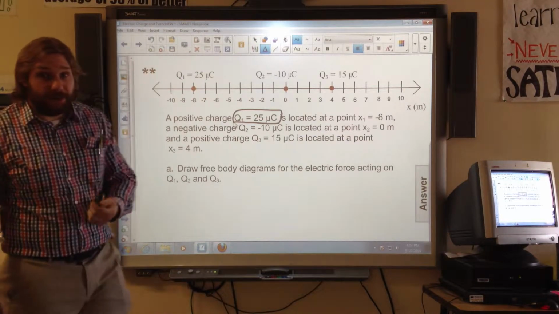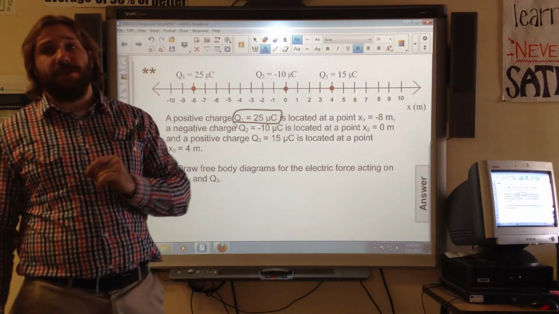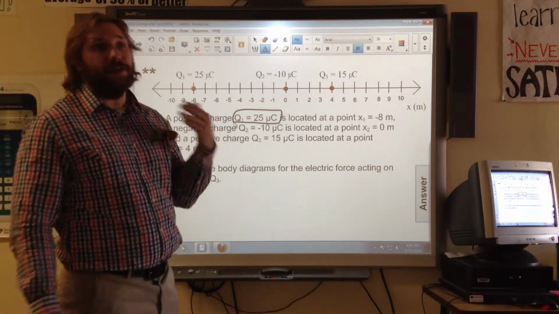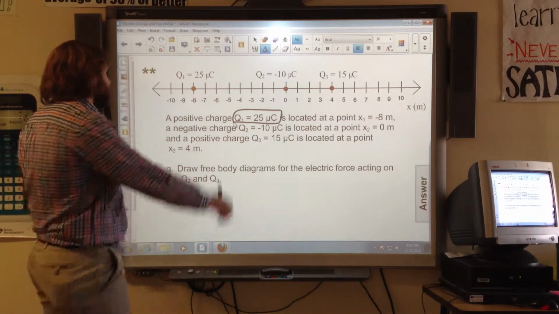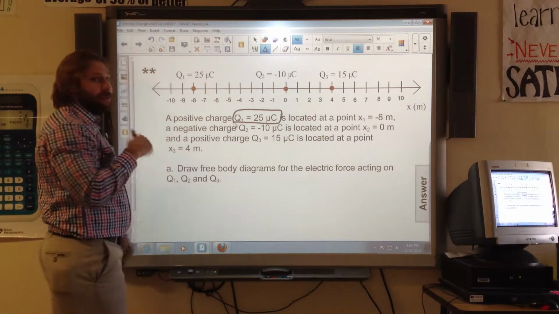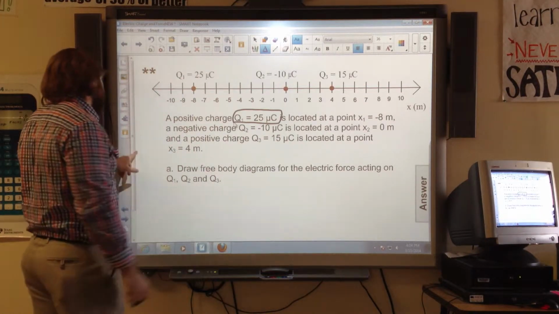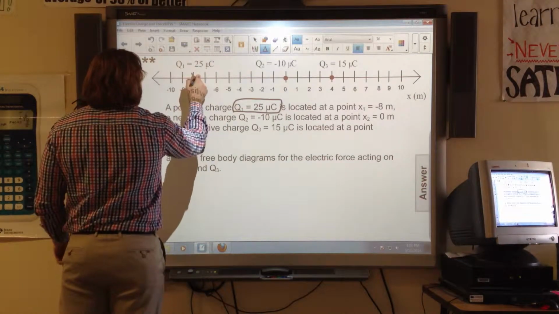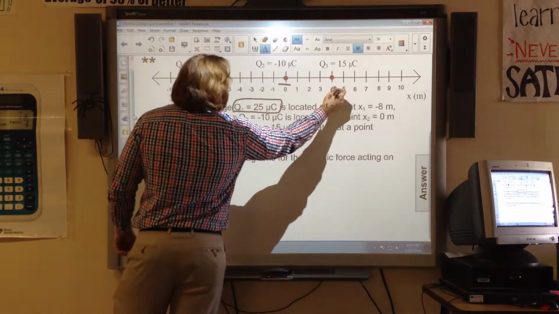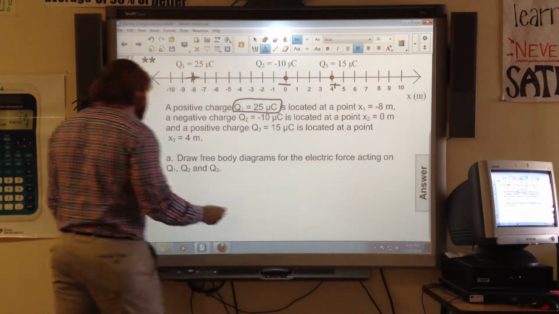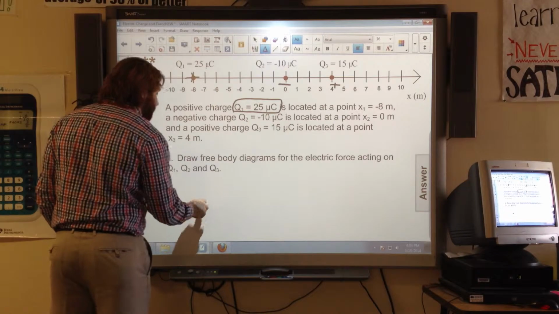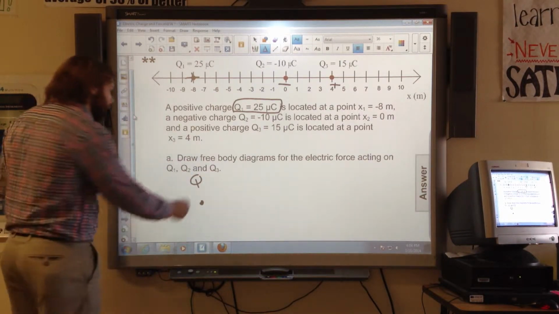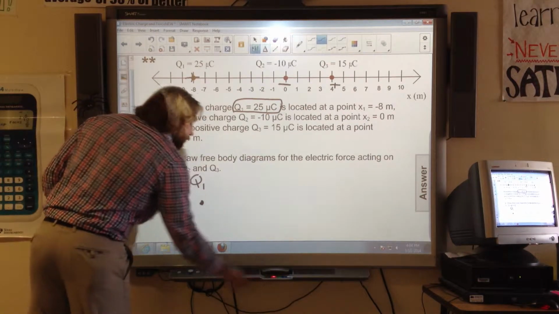We need the free body diagram in order to later add up the forces with the correct sign. Everything going to the left will be negative, everything going to the right will be positive. So, I need to look at these 3 and see the interactions to determine what direction the electric force will go. I know this one is positive, this one is negative, and this one is also positive. So I start by drawing a dot, which represents Q1, and I'm going to draw the direction of the forces. I'm going to do this in red.